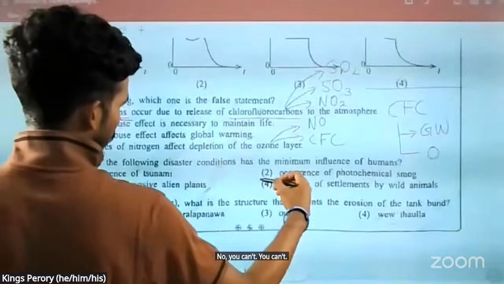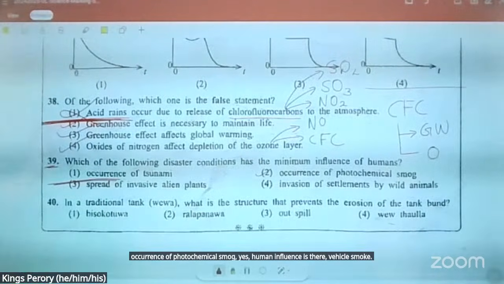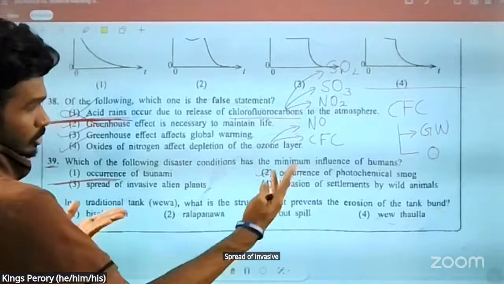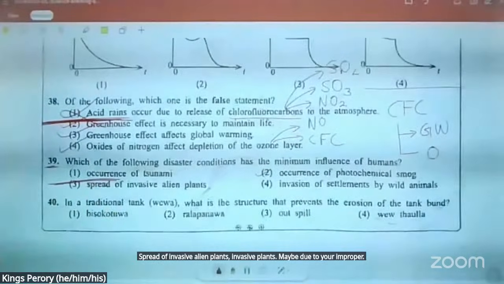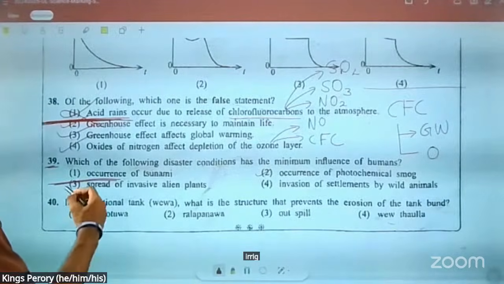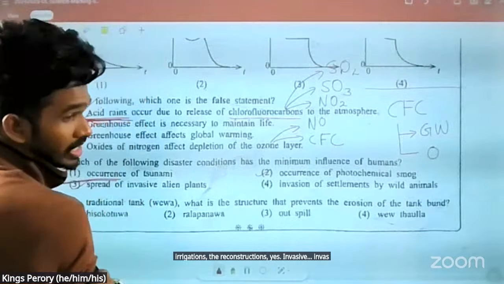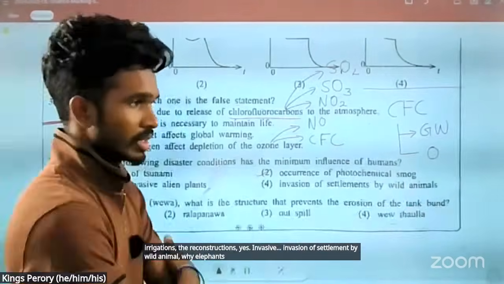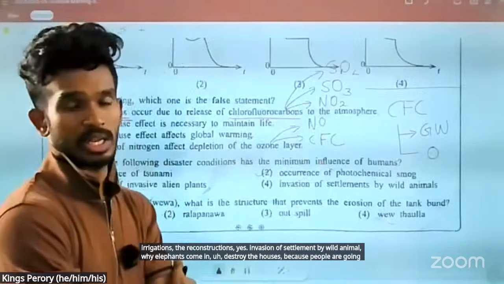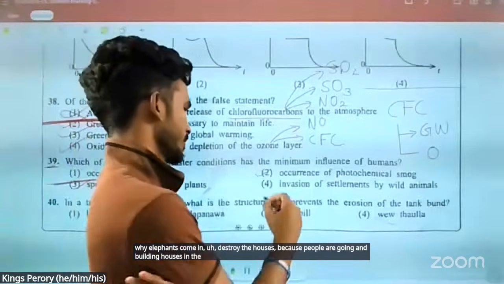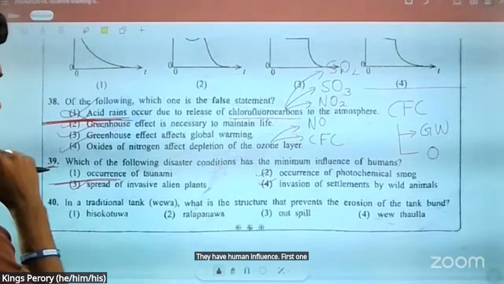Occurrence of photochemical smog: yes, human influence is there, from vehicle smoke. Spread of invasive alien plants: maybe due to your improper irrigation or reconstructions. Invasion of settlements by wild animals: why do elephants come and destroy houses? Because people are building houses in the habitats of elephants. So they have human influence. The first one has no human influence.